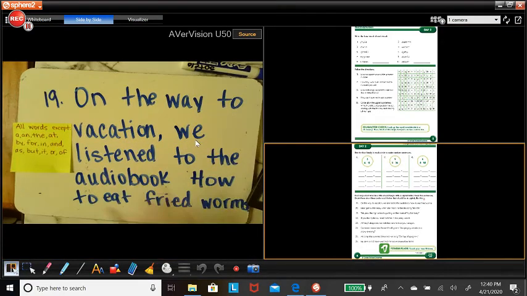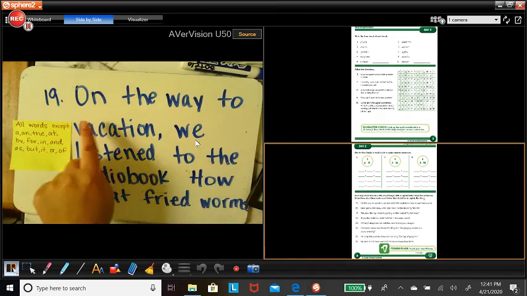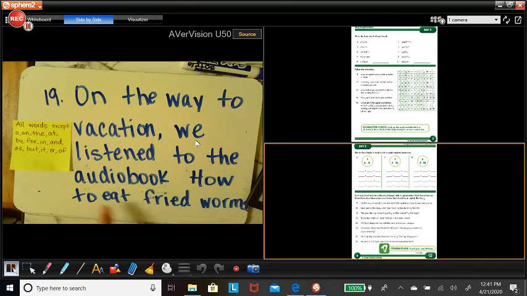So here is the sentence from 19. It says, on the way to vacation, we listened to the audiobook, How to Eat Fried Worms. So, in a title, all of the words are capitalized except words like a, an, the, at, by, for, in, and, as, but, it, or, of. Those are not considered important words, so we don't capitalize them. So I'm reading my sentence. On the way to vacation, we listened to the audiobook, How to Eat Fried Worms.